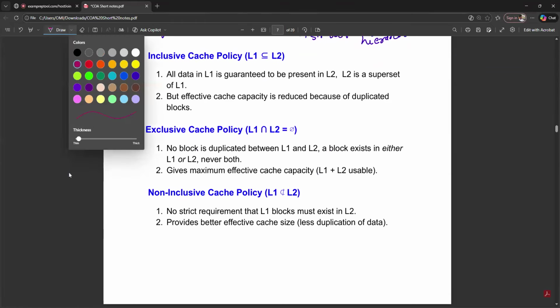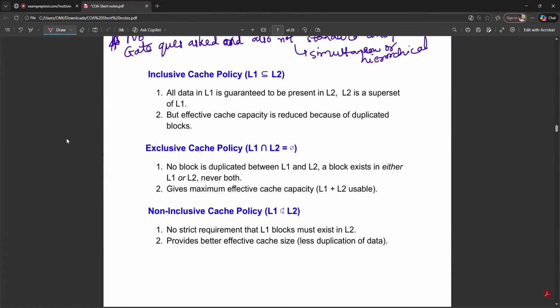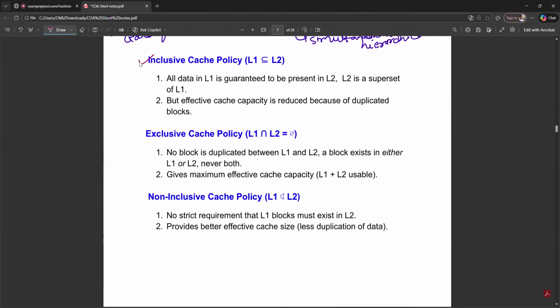Now moving to the next particular point. So there are three types of policies: inclusion policy, exclusive policy, and non-exclusive policy. Right. So what does the inclusion policy say? All data in L1 is guaranteed to be present in L2. L2 is a superset of L1, but effective cache capacity is reduced because of duplicated blocks.